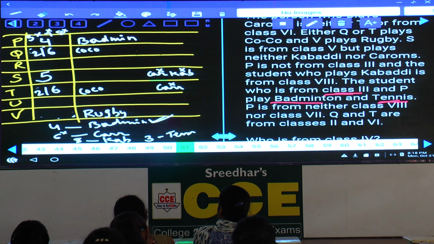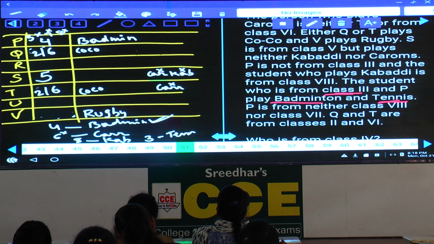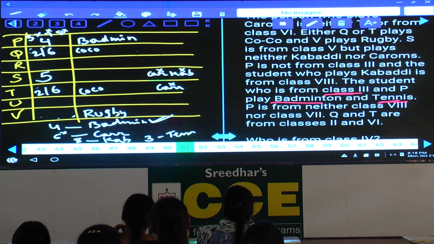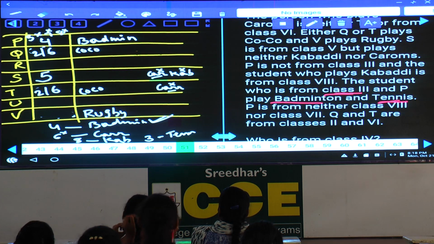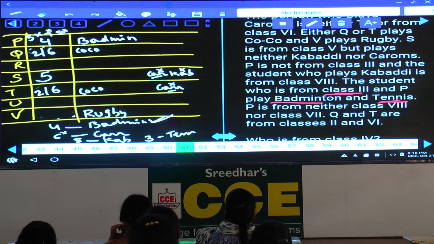Next one, the 8th class student plays kabaddi and the 3rd class student plays tennis. Any information regarding this one? Q and T are from these two. Then kabaddi, Kho-Kho. Now if you take the case of caroms, caroms cannot be played by this person or by this one. And caroms is not played by the 6th class student as well, isn't it?